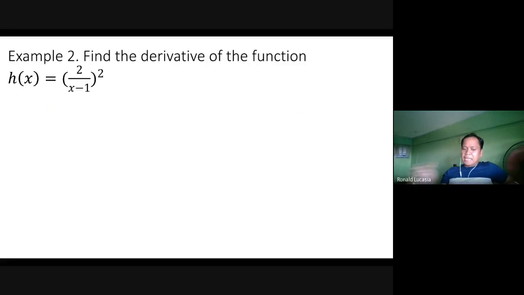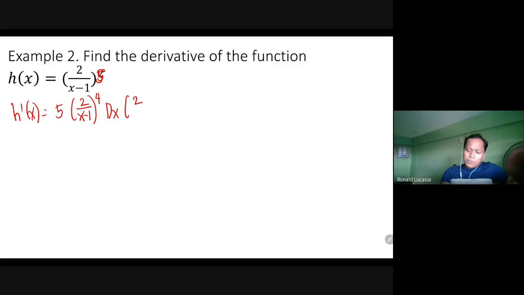Okay. Try natin itong number 2 para hindi malito. So, ang h of x will be, palitan natin ito ng 5 kasi it doesn't make sense kung 2 lang yan. Kaya siyang isolve using kung hindi chain rule. 5 po yan ha. So, this will be h prime of x which is equal to 5, 2 over x minus 1. Magiging 4 na yan. Tapos derivative ngayon ni 2 over x minus 1. So this will be 5, 2 over x minus 1 raised to the power of 4.